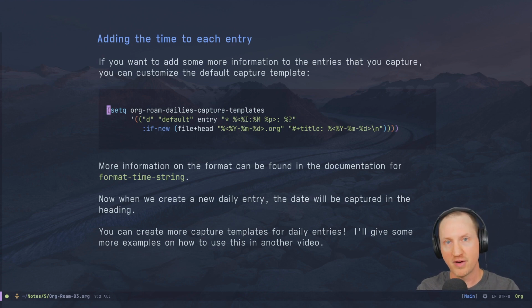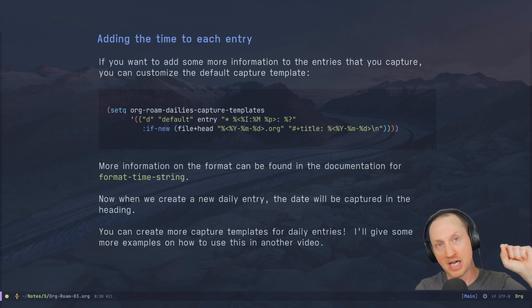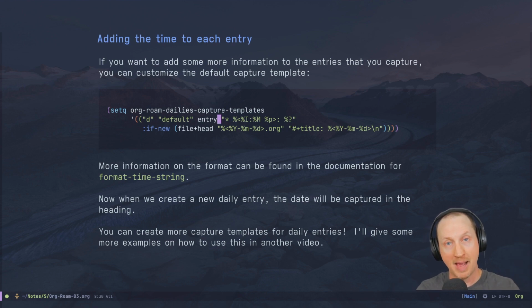So there's a separate variable for setting up daily capture templates. It's org-roam-dailies-capture-templates, and it has the same format as the normal org-roam capture templates. And what we're going to do in this note is set it up so that we put the time in the heading of any note, so that we know exactly what time of that day we wrote that note.